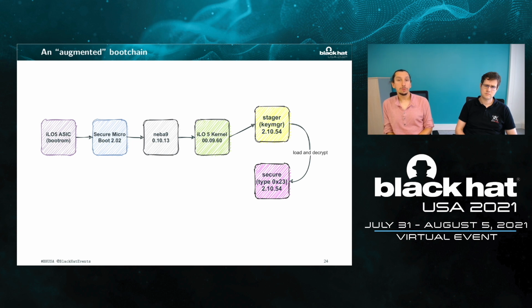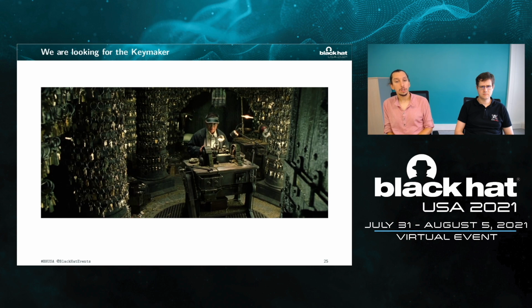So to give you again an overview of what is at stake here, we have an augmented boot chain. Instead of the kernel jumping directly to the main image, we now have what we have called a stager, that is key manager. Key manager is responsible for loading and decrypting in memory the new secure main image. I use the word secure because it is encrypted. Now we want to extract the key from the key manager. We are looking for the key.